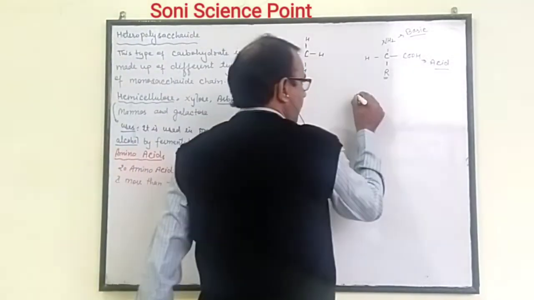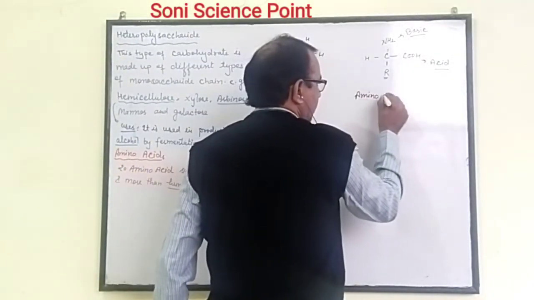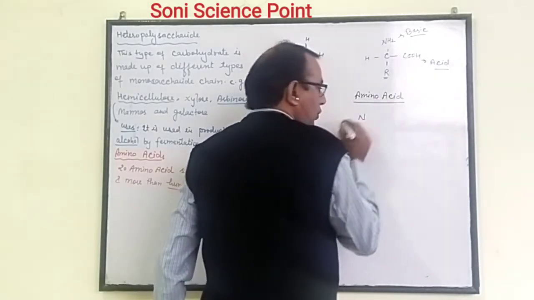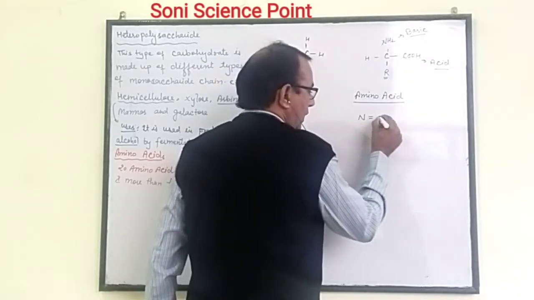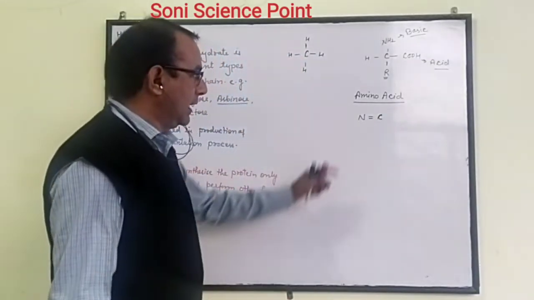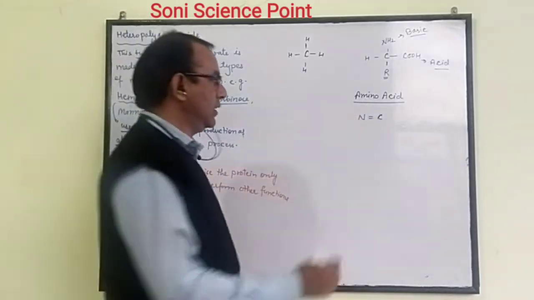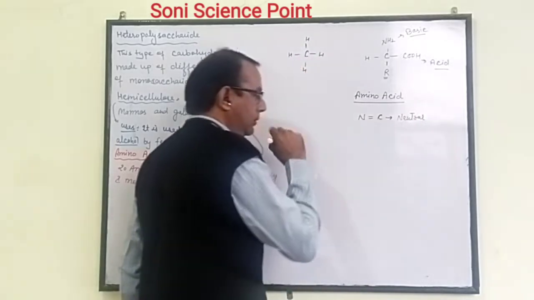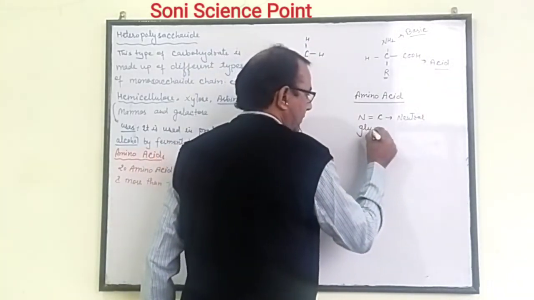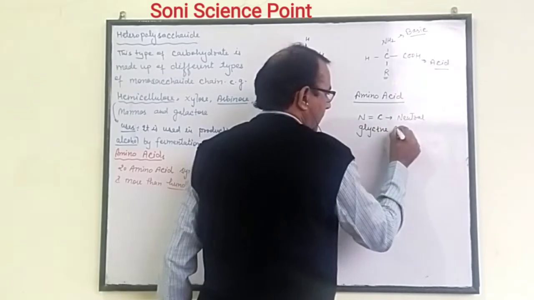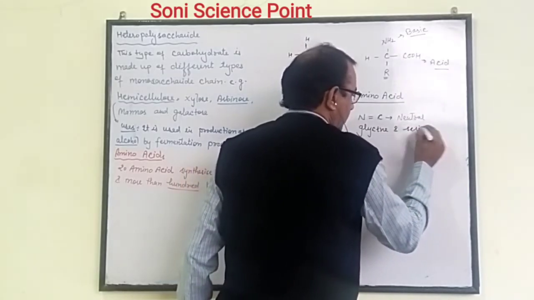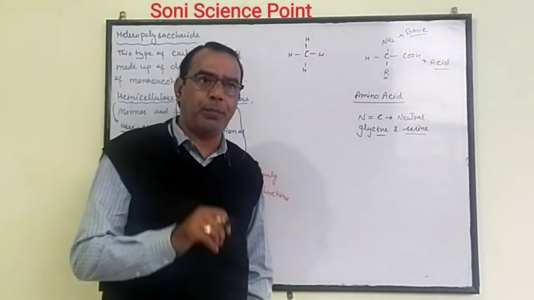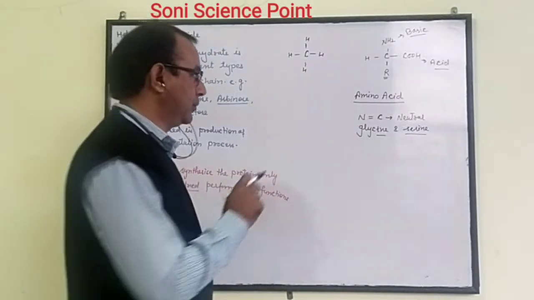For example, if the amino acid contains a number of amine groups equal to the number of carboxylic groups, then this type of amino acid is neutral. This is neutral. For example, glycine and serine, which contain an equal number of amine groups and carboxylic groups.